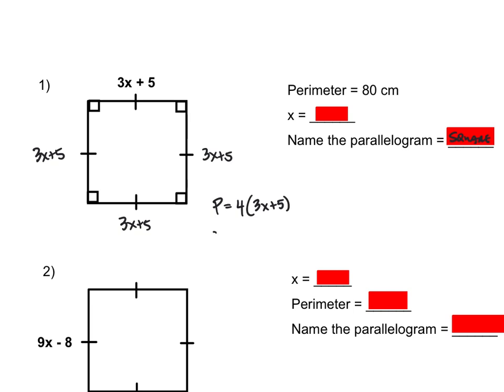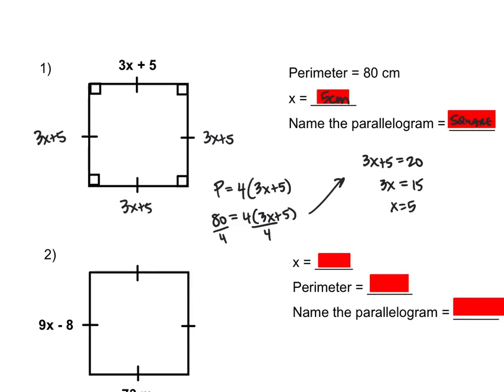Okay, so the perimeter would be 80, which tells me if the perimeter is 80, then a single side, if I divided both sides by 4, then a single side, which could be represented by 3x plus 5, would equal 20. Now I could solve for x by subtracting 5 and dividing by 3. So it looks like x equals 5 centimeters. All right, let's continue with the next example.